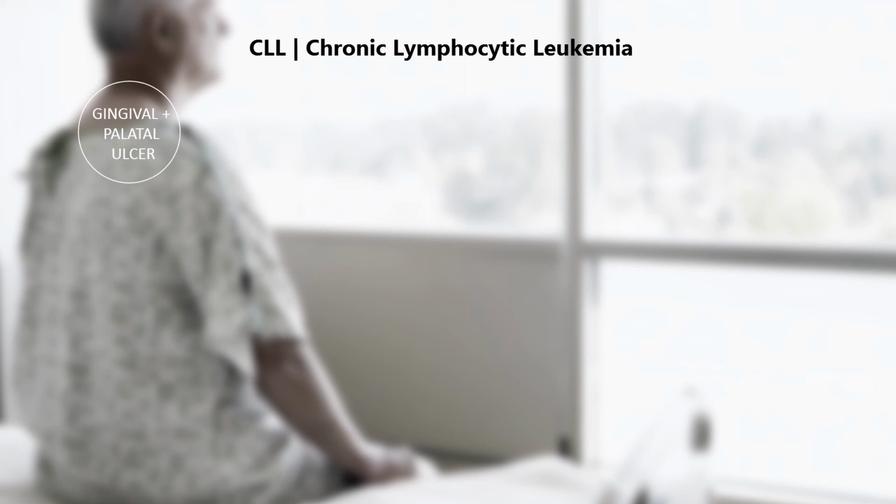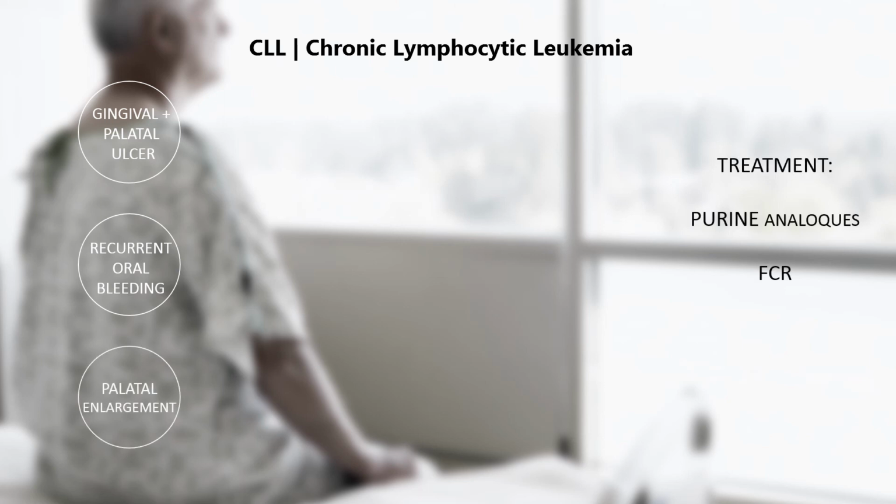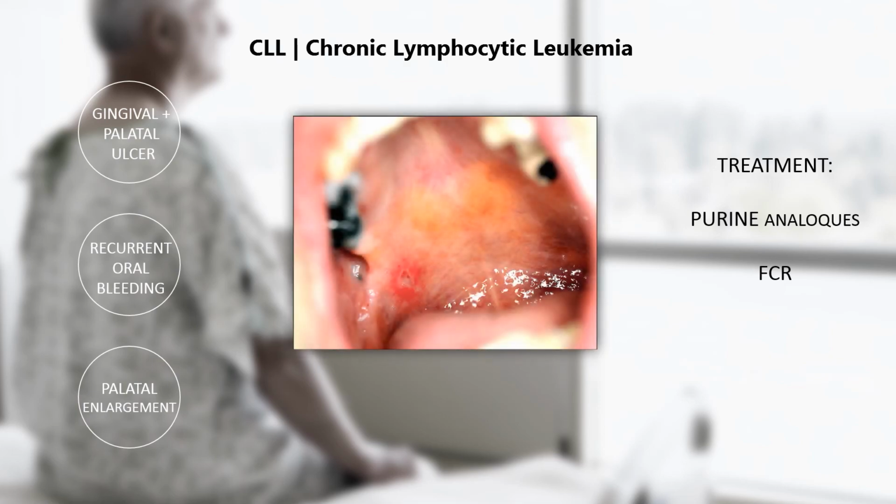These oral manifestations include involvement of the lymphoid-bearing tissue, gingival and palatal region, and recurrent oral bleeding and palatal enlargement due to gingival leukemic infiltration. Medications such as purine analogs and the gold standard FCR are significantly effective.